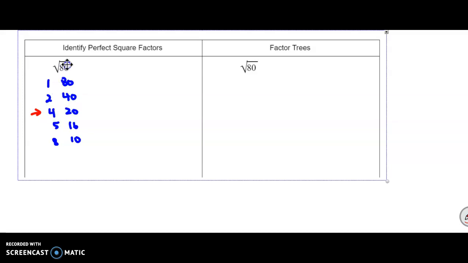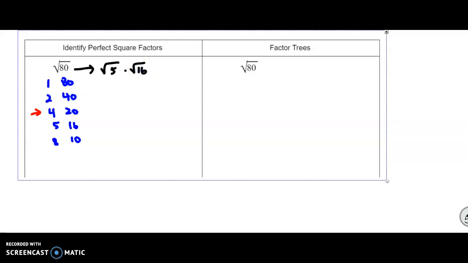Now here's the thing, when you do these types of problems, all right, it might be helpful to look for the largest perfect square. So if you look one more row down, look, there's 5 and 16. And 16 is a perfect square because the square root of 16 is going to be 4. So I'm going to use this one. Now there's nothing wrong with using 4 and 20, but that means that you might have to simplify the 20 as well. But I want to try it and do it in one shot. So I'm going to write the square root of 80 as the square root of 5 times the square root of 16.